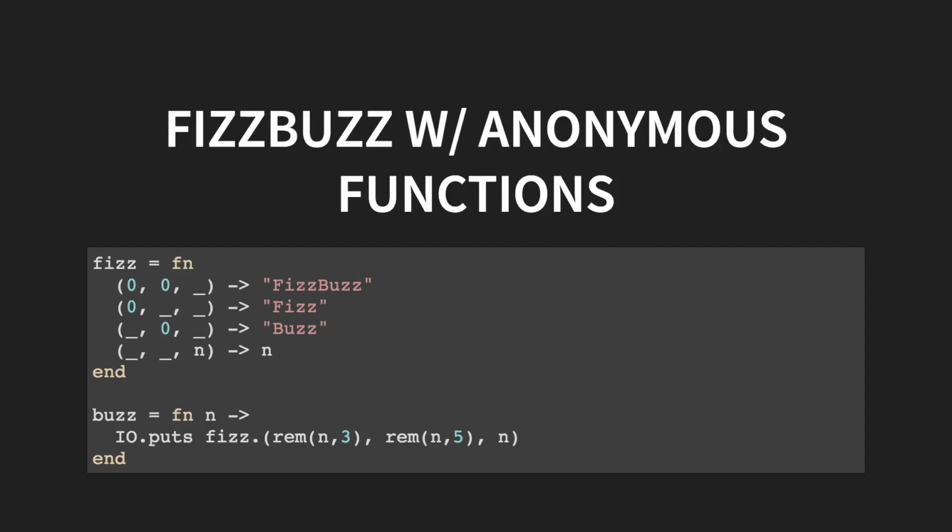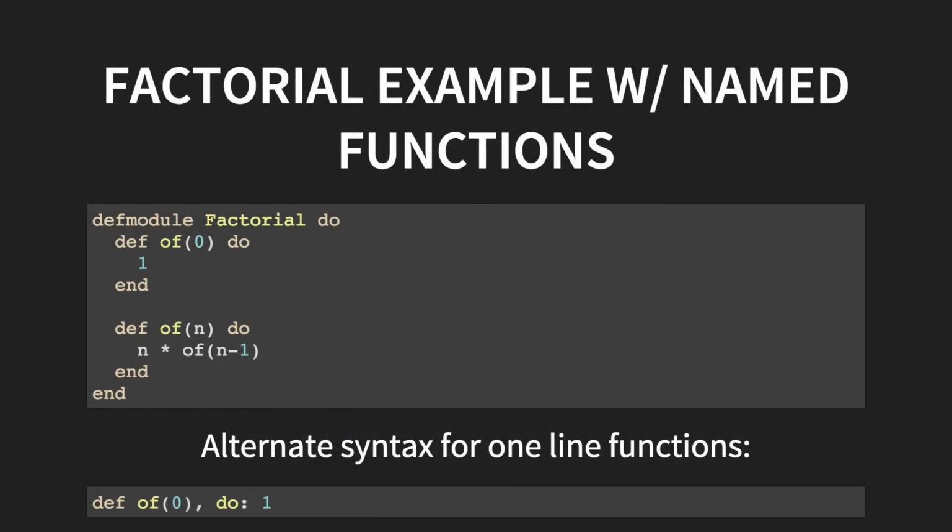Here's a really similar thing, but with named functions. Named functions have to be namespaced in a module. As far as I can tell, modules just control scope and namespacing, so they're not expensive to use or anything like that. So here's a module, Factorial, that contains 2 functions, and they both have the same name. It's totally fine to have multiple functions with the same name that have different patterns they might match.